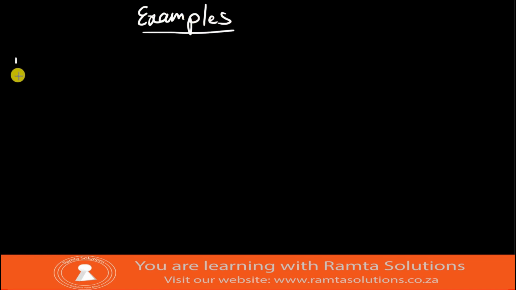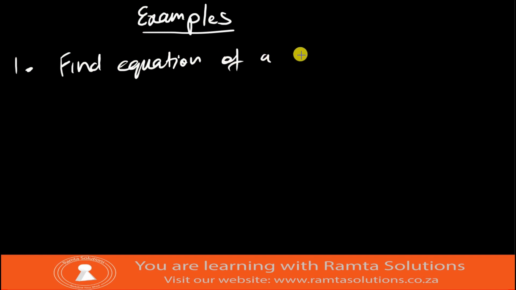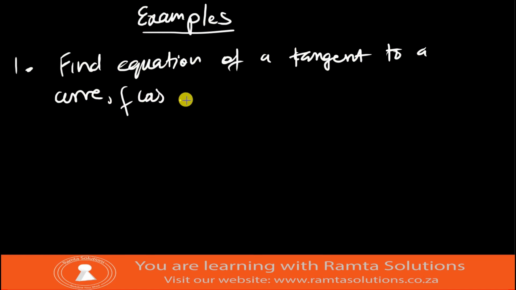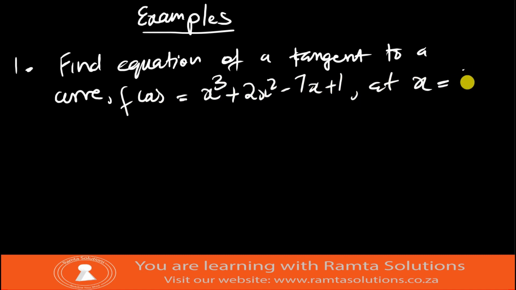So example 1 will say, find the equation of a tangent to the curve f of x equals x cubed plus 2x squared minus 7x plus 1 at x equals 2. Okay, so this is the curve.